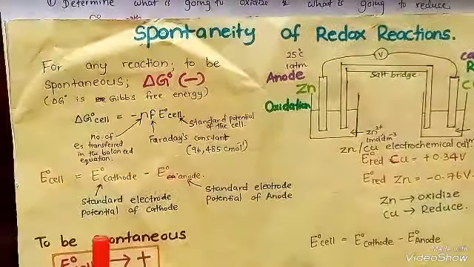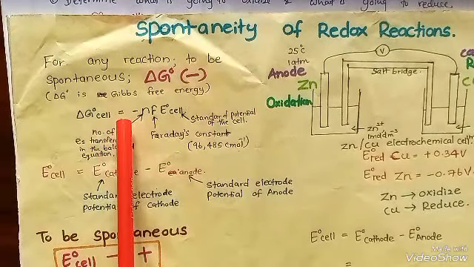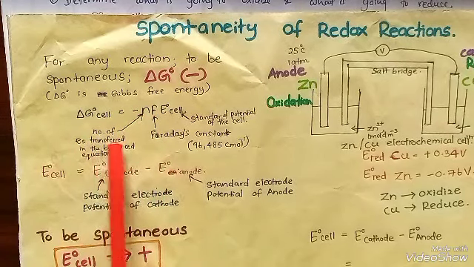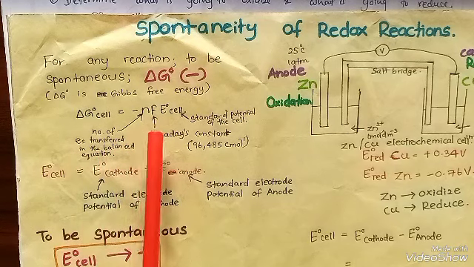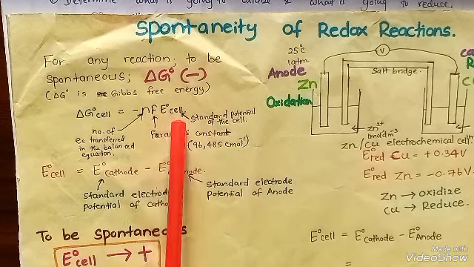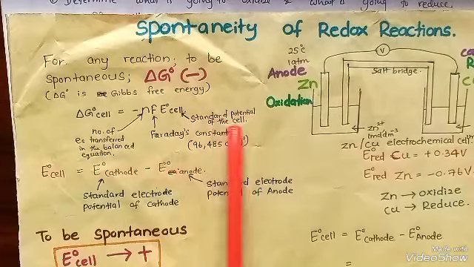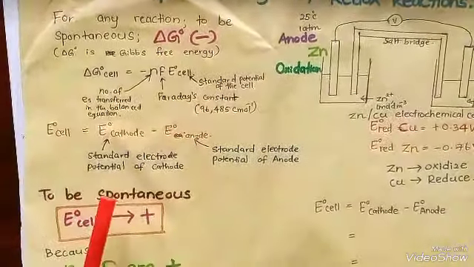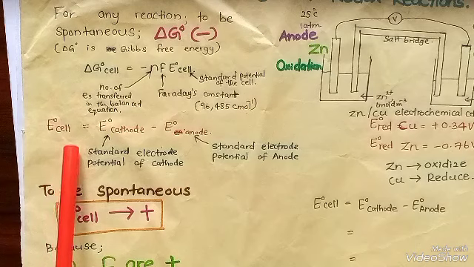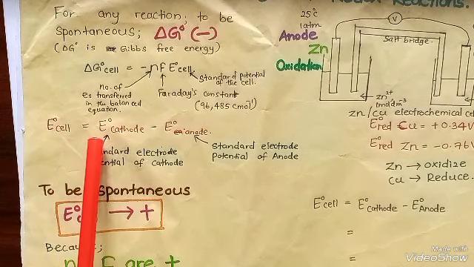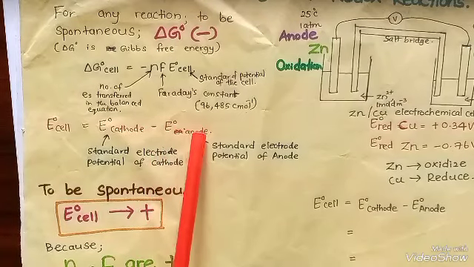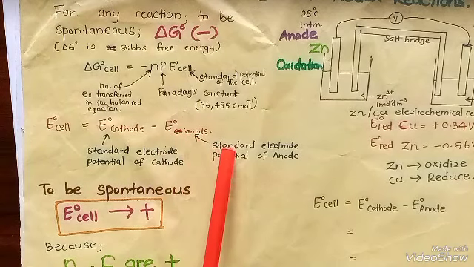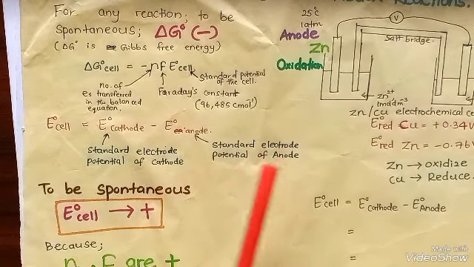So how do we find delta G naught for a cell? It is equal to minus n F E naught cell. n is the number of electrons transferred in the balanced equation, F is Faraday's constant, and E naught cell is the standard potential of the cell. Let's look at how we find the standard potential of the cell: E naught cell is equal to E naught cathode minus E naught anode. E naught cathode is the standard electrode potential of the cathode, and E naught anode is the standard electrode potential of the anode.